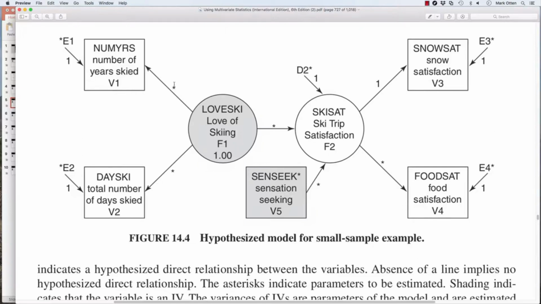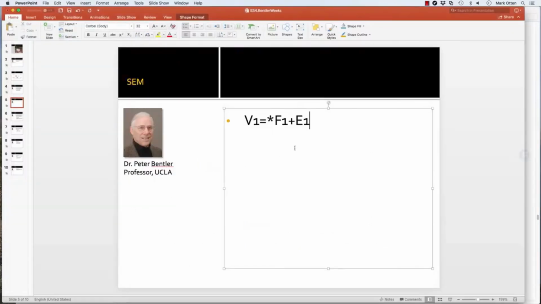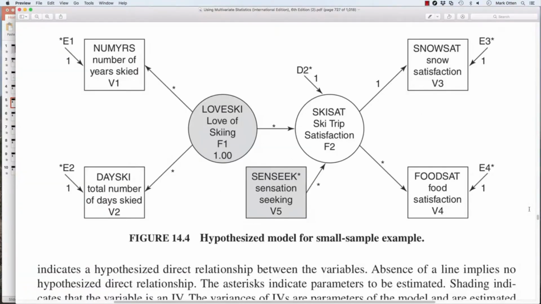And then this beta here, this factor loading, is labeled as a star. Same thing for V2, total number of days skied. The equation is going to look very similar, so we can go into the next line here. V2 equals star F1 plus E2, and usually the E's correspond: if it's a V1, it's an E1. If it's a V2, it's an E2. Suppose it's a V47, then you typically label the error as a 47 as well, just to keep it straight. So we've got those stars there to represent the factor loadings for each one.